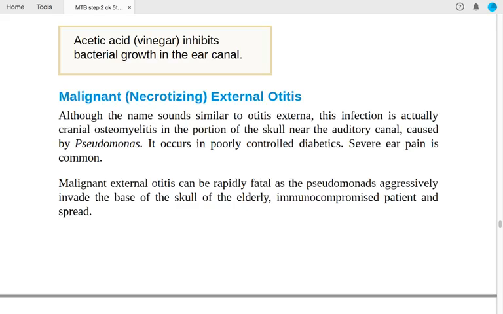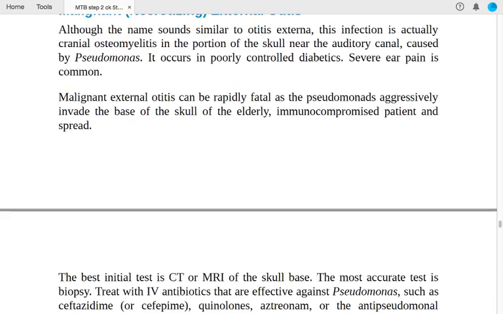Severe ear pain is common. Malignant external otitis can be rapidly fatal as the Pseudomonas aggressively invades the base of the skull of elderly, immunocompromised patients, and spreads. So that's also important. If they involve the base of the skull, definitely it is going to be very fatal. And in immunocompromised patients especially, it spreads very fast.